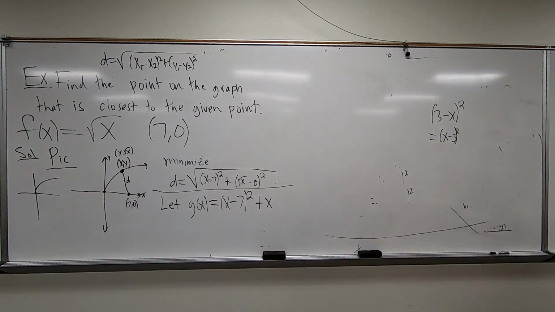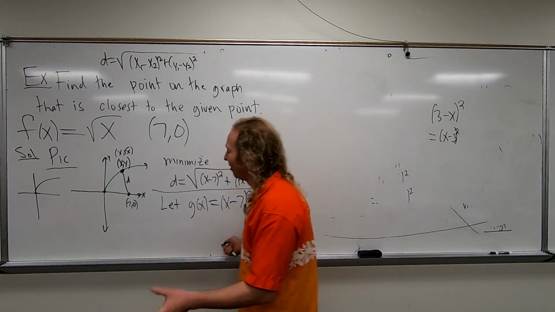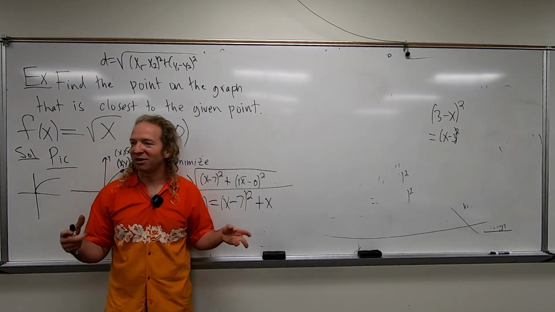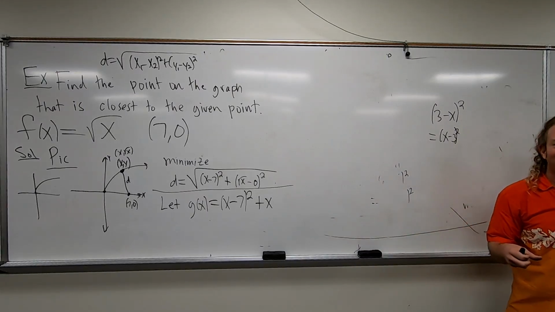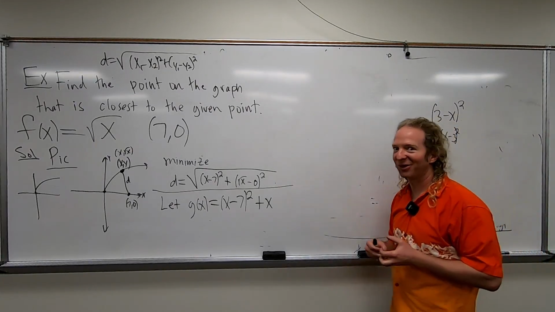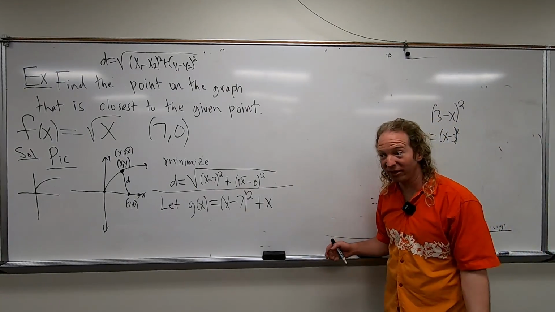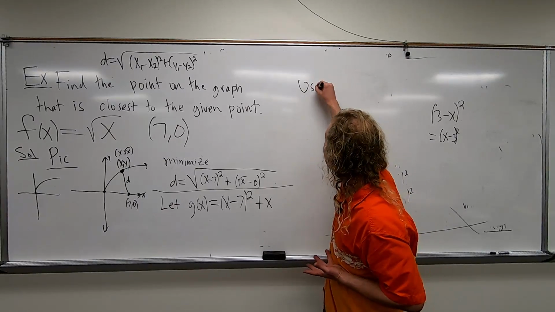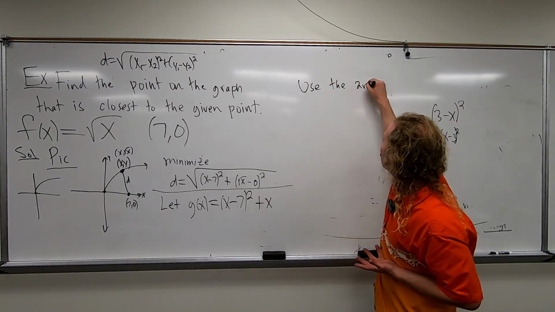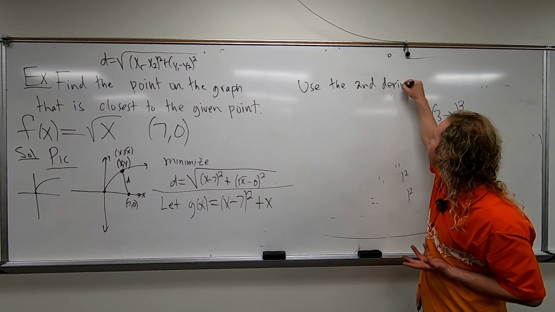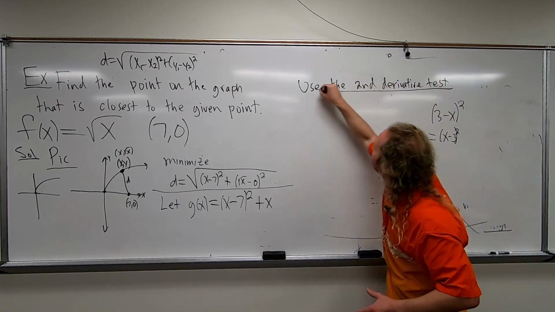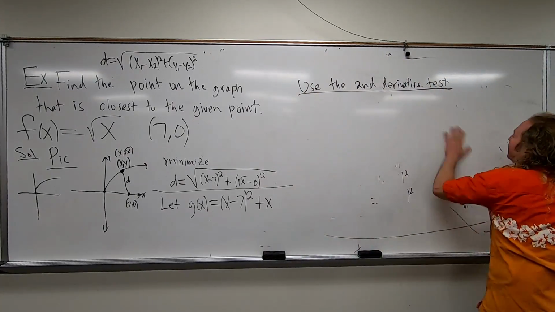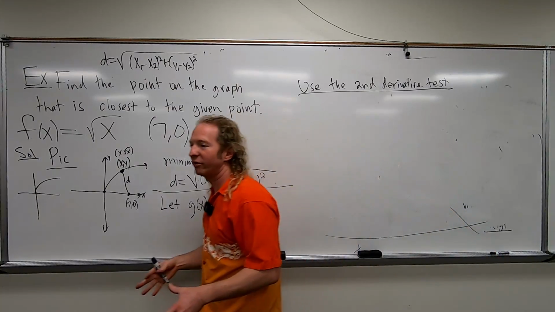How do we make this small? What do we use to make things small or big? What's the test we use? The second derivative test. Yes, we use the second derivative test.